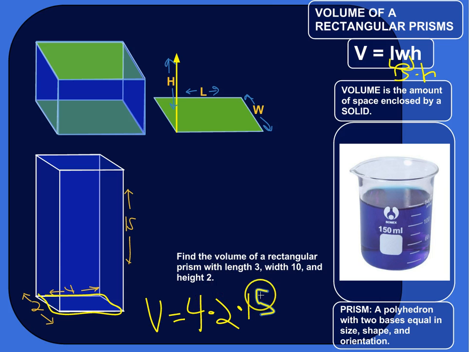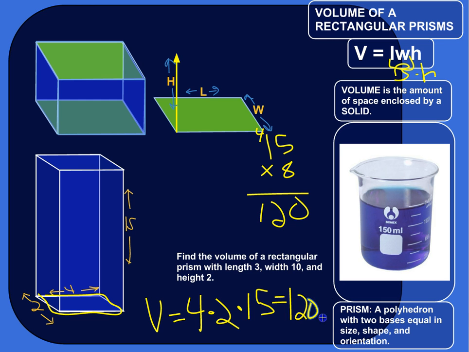So 4 times 2 is 8. 8 times 15: 8 times 5 is 40. Carry the 4. 8 times 1 is 8, plus the 4 is 12, so 120. Altogether, this is 120 units cubed. When you give answers for the volume enclosed by solids, be sure that you write down the unit, whatever it is. If it's just units, you can put a U and then say cubed, because that indicates that it's a volume.